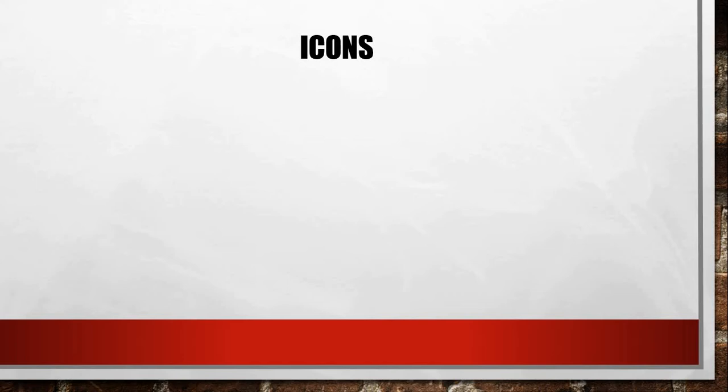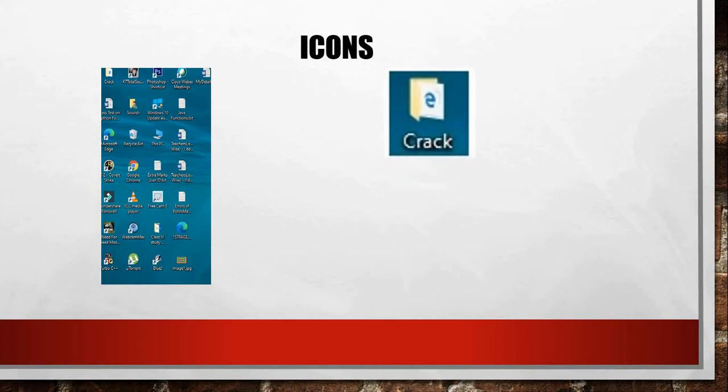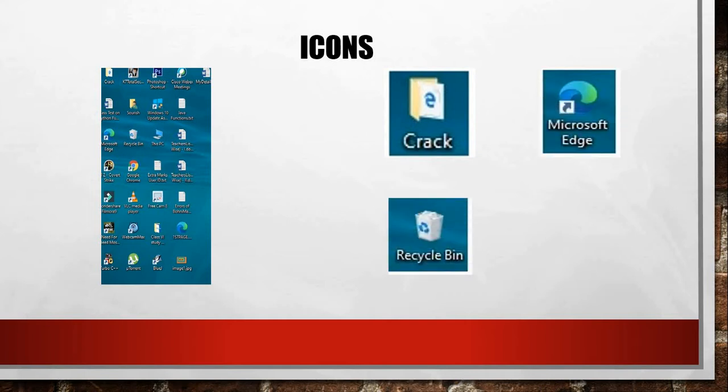Some icons that are commonly found on a Windows 10 desktop are shown here. People can keep different types of icons on the desktop. Whenever you double click on any icon on the desktop, that program will open. First of all, we will check out a few icons from here. You can see that the Recycle Bin is there.